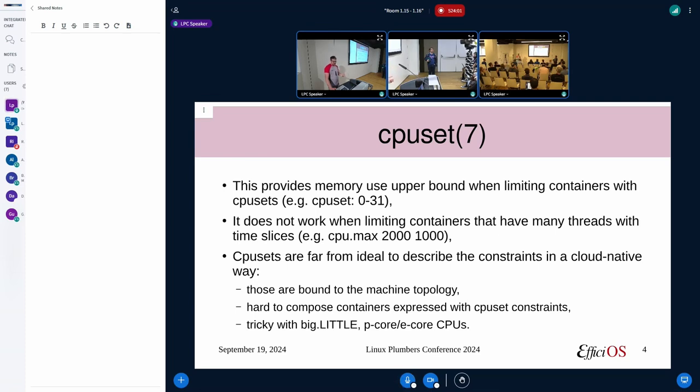And CPU sets are really not ideal to describe constraints in a cloud-native way. They are bound to the machine topology. They are hard to compose. It is hard to compose containers that are expressed with CPU set constraints. And it becomes even more tricky on big.LITTLE or hybrid P-core/E-core CPUs, where you basically limit the freedom of the scheduler to make decisions about task placement.